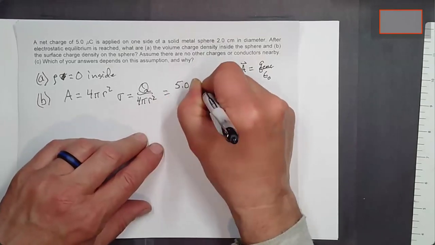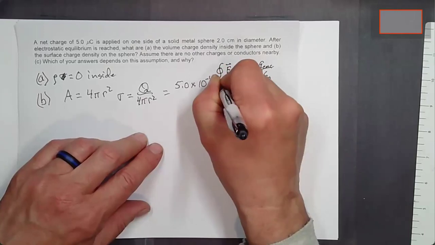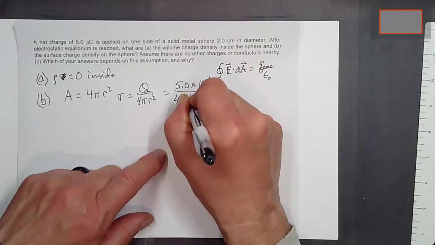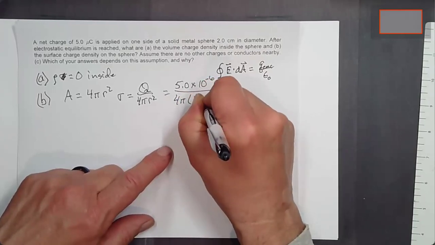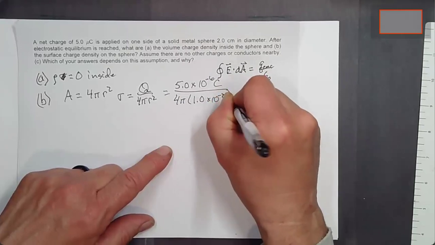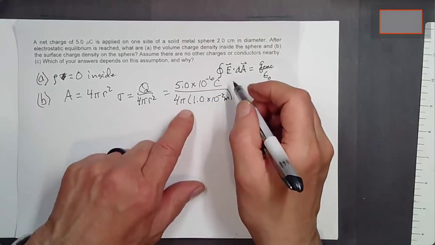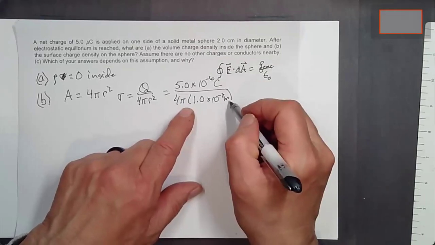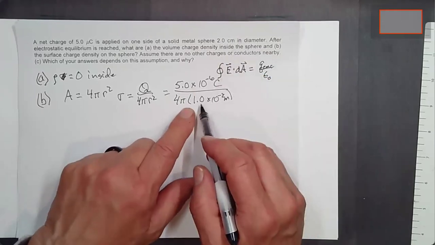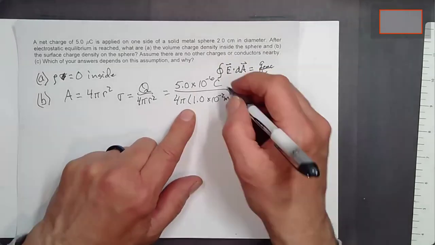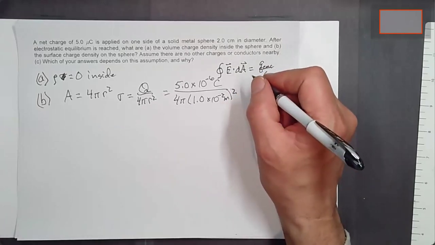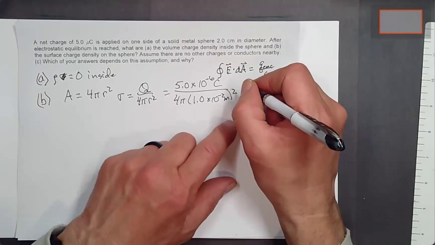And we have 5.0 times 10 to the minus 6 coulombs. And we have 4 times pi times 1.0 times 10 to the minus 2 meters. That's what a centimeter happens to be. And if the diameter is 2 centimeters, then the radius is one of those. And we have to square that. Okay, so we just have to plug in the numbers on this thing.